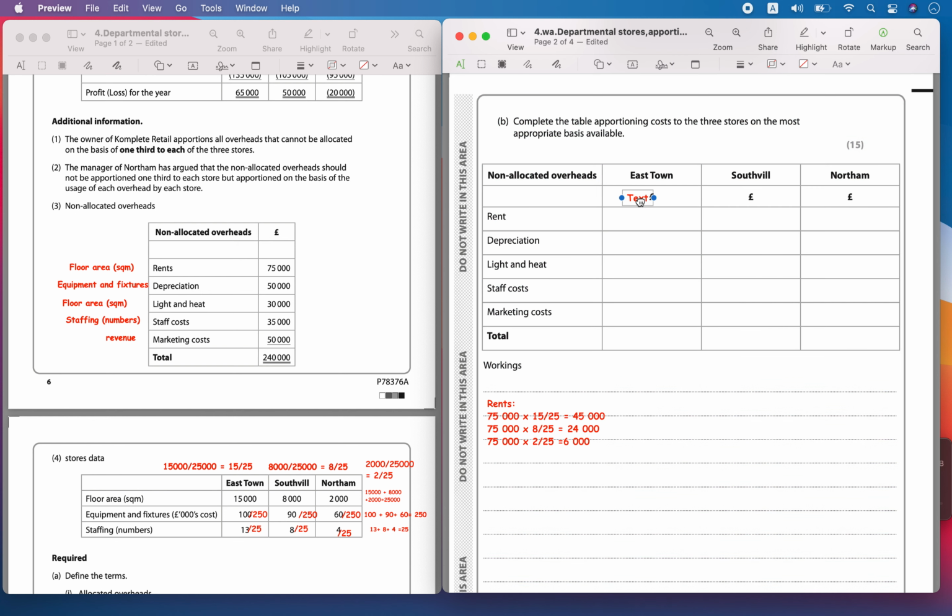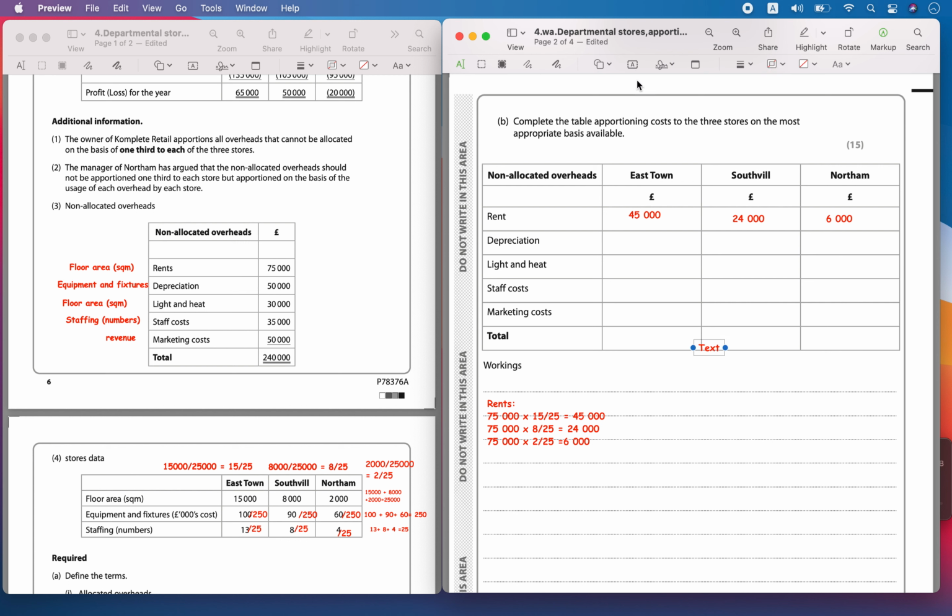So now we can write here. The first one is the rent, 45,000, then for the second one, Southwell, it's going to be 24,000, and for the third one, it's going to be 6,000. Then next one is the depreciation. Whatever I have written here, this is knowledge you should know beforehand.